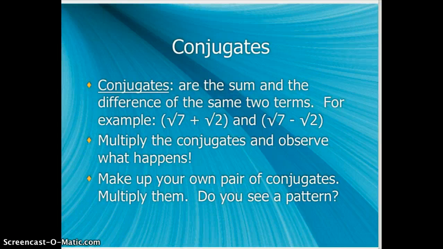Conjugates are the sum and the difference of the same two terms. For example, if I had root 7 plus root 2, and then I had root 7 minus root 2, those are conjugates because they both have root 7 and root 2 as their two terms. One's plus, one's minus. So we're going to multiply these conjugates and observe what happens. And then I'm going to ask you to try to make up your own pair of conjugates and multiply them and see if you notice anything that's happening.